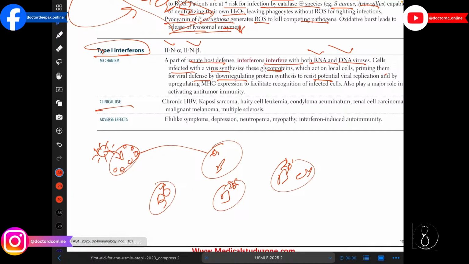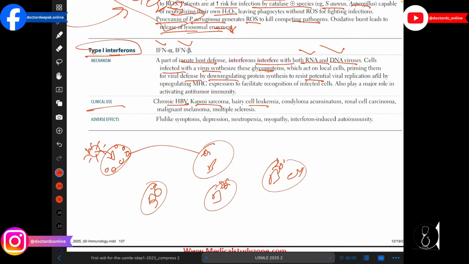We used them previously in different diseases like chronic hepatitis B, Kaposi sarcoma, hairy cell leukemia, condyloma acuminata, renal cell carcinoma, malignant melanoma, and multiple sclerosis. But nowadays, due to adverse effects, we are using other substances instead of interferons. They have adverse effects of flu-like symptoms, depression, neutropenia, myopathy, and interferon-induced autoimmunity. It's all about interferon. The basic thing is that they interfere and stop the growth by interfering with RNA and DNA production of the viruses and inhibit their growth in the host.